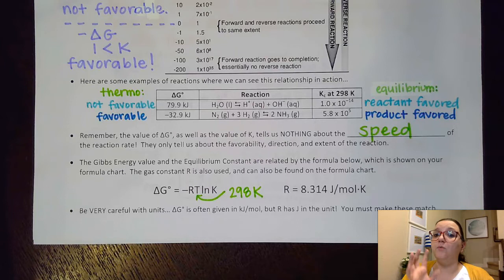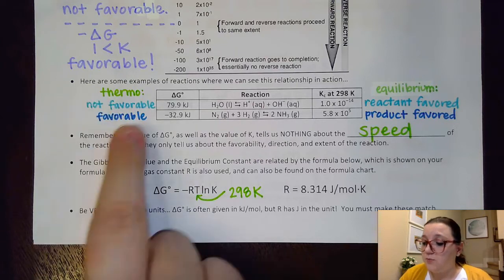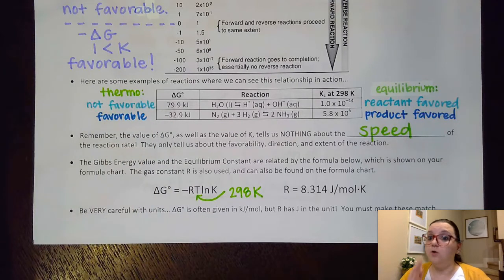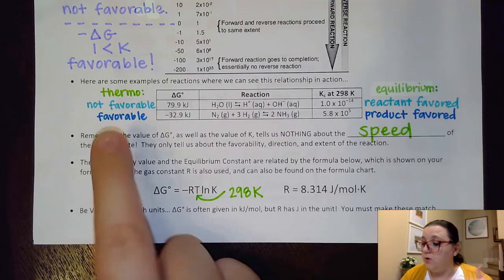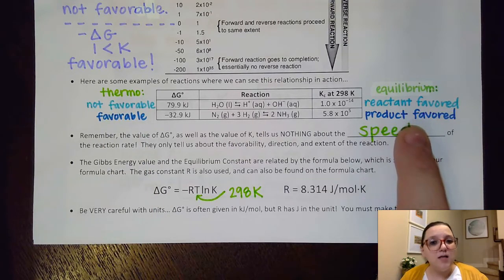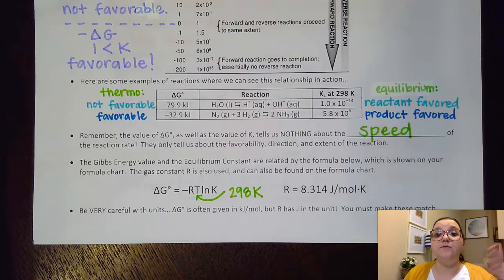Now, I do want to remind us, just because a reaction is favorable or not favorable, so just because it's reactant or product favored, that tells us nothing about the speed of the reaction rate. So we have to be really careful. Just because I'm favorable, just because I'm product favored, does not mean that that reaction is going to happen fast. It all depends on what the kinetics are of that particular reaction. So just be careful there. Being favorable does not necessarily mean it's fast. Those two things are very different.